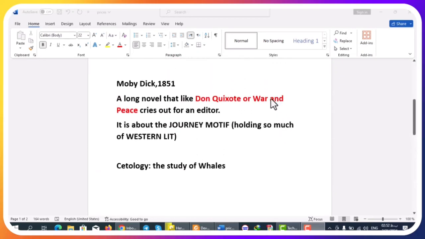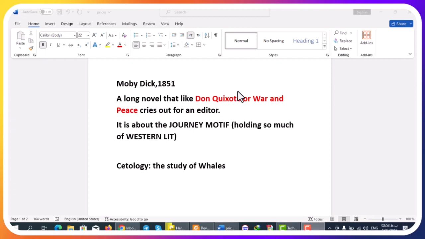Arguably, the greatest of American novels in the 19th century, or in any century maybe, is Herman Melville's Moby Dick, which was published in 1851 in America and a couple of years later in England. Well, this novel is so long that it sometimes wanders and you lose the thread of the narrative. And in the manner of novels such as Don Quixote or War and Peace, it cries out for an editor. So I would say that if this novel had been twice as short, it would have been twice as good.